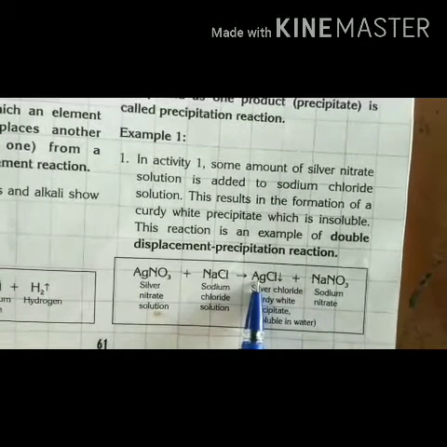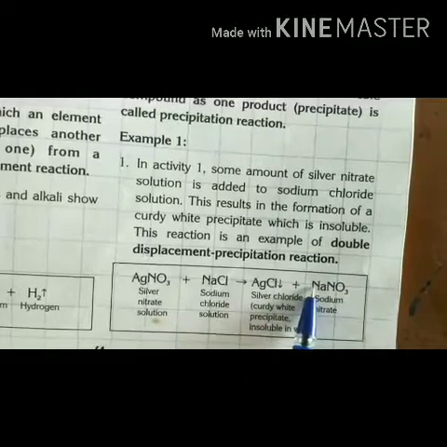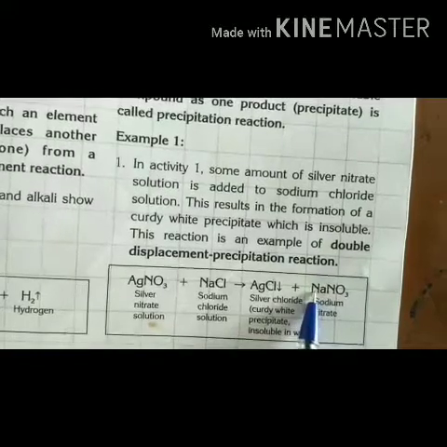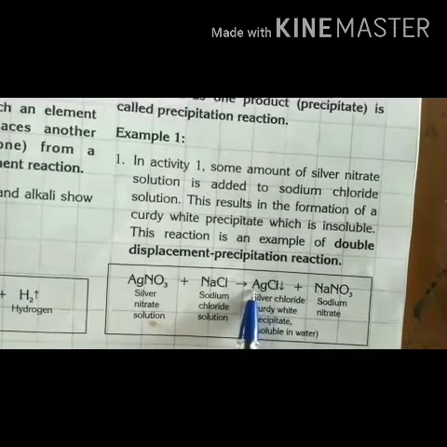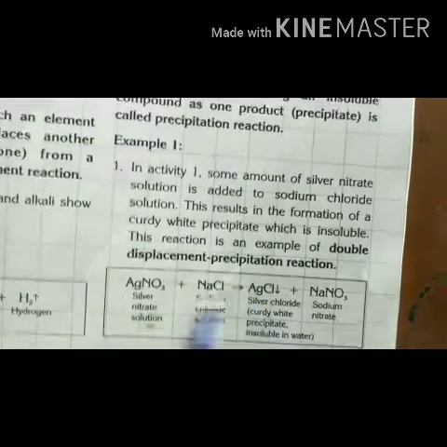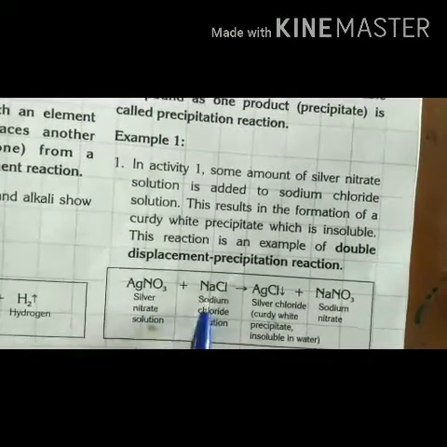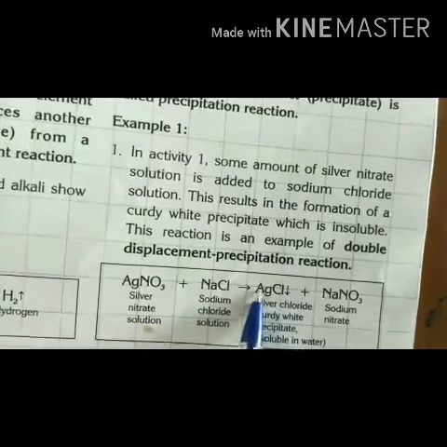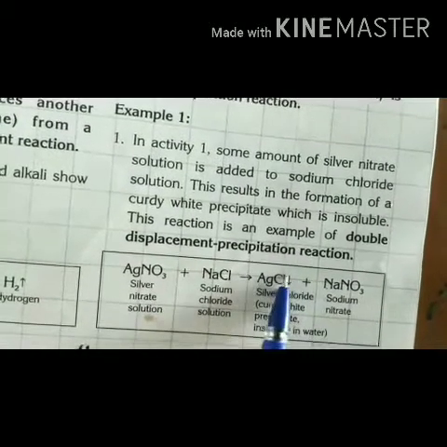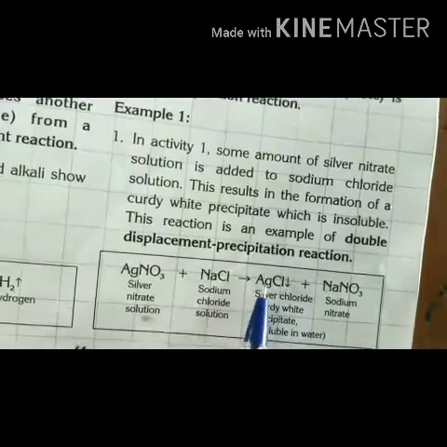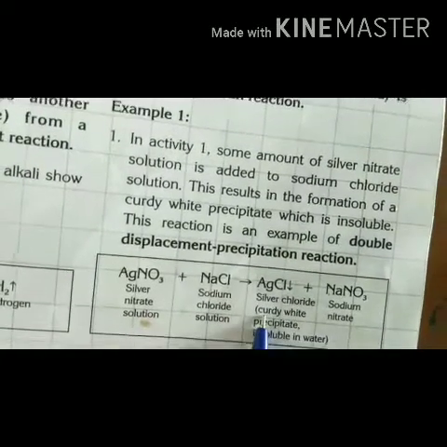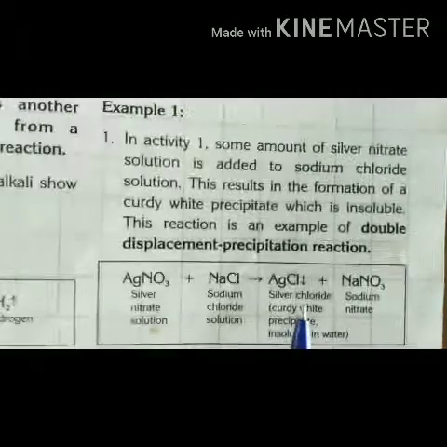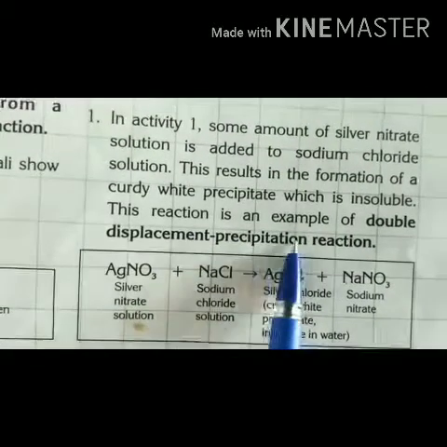Means the Ag replaced the Na, and at the place of Ag you can see the Na. Means at the place of silver you can see the sodium, and at the place of sodium you can see the silver. Okay students, so they both displace each other's place, and after the reaction you can see the AgCl is a precipitate. The formation of precipitate in the form of AgCl is seen in this reaction. So this type of double displacement reaction is known as a precipitation reaction. So the whole name of this reaction is double displacement precipitation reaction.